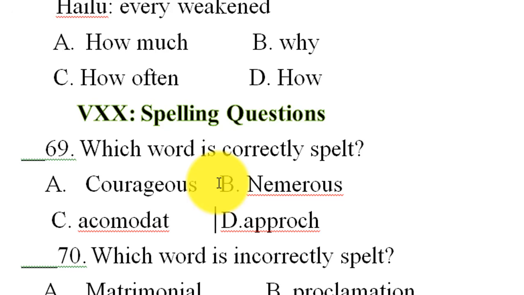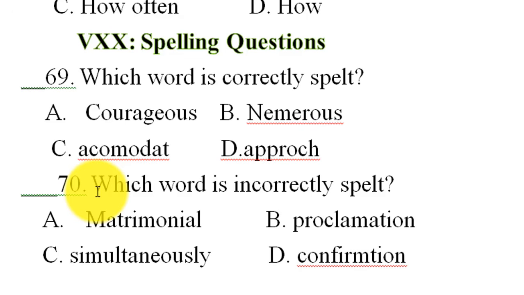If they go together, you are really a wonderful student. All right: courageous, pronouncing courageous. Numerous. We cannot have such words. Numerous, no. Accommodate. Repeating. Approach. So the answer is courageous here. Courageous, right pronunciation, right spelling. Here A should be the answer. Which word is incorrectly spelled? Wrong spelling.